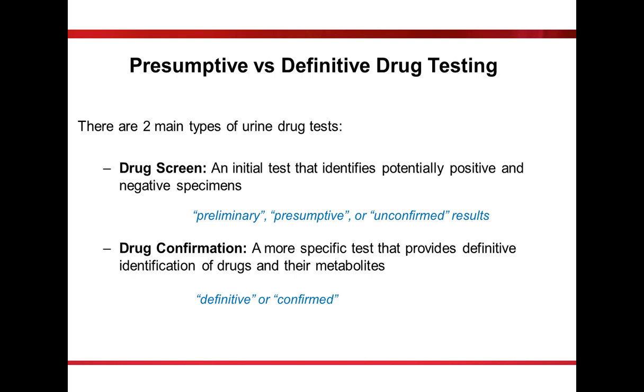There are two main types of urine drug tests. So there's a drug screen, which is an initial test that we can use to identify potentially positive and negative specimens. And these results are typically reported out as preliminary, presumptive, or unconfirmed positive and negative results. Then there's a drug confirmation, which is a more specific test that provides definitive identification of the drugs in the sample as well as their metabolites. And so these results are often reported out as definitive or confirmed positive or negative results.